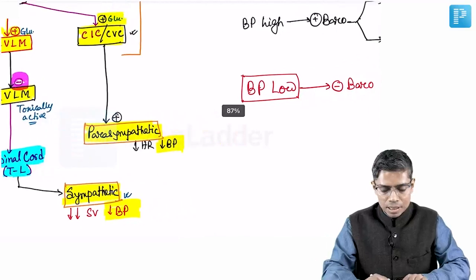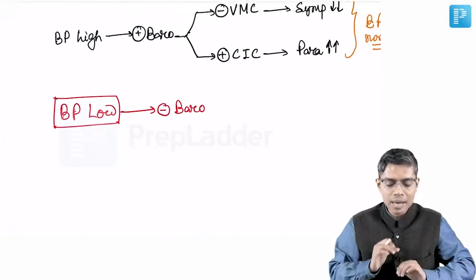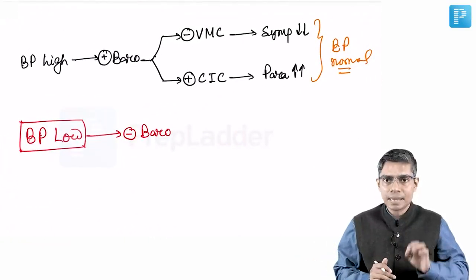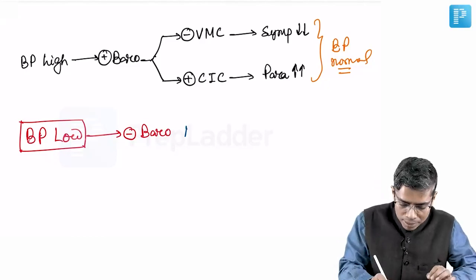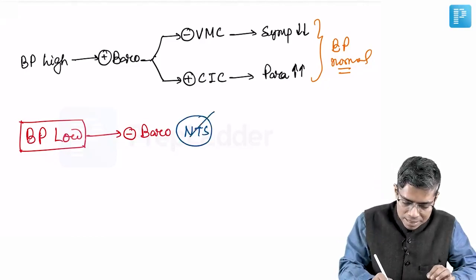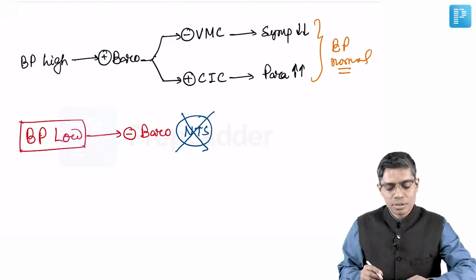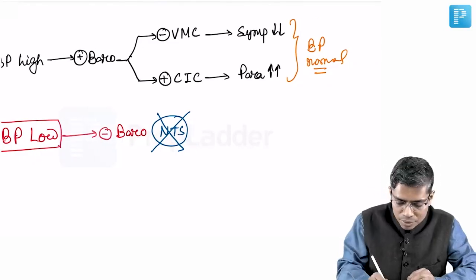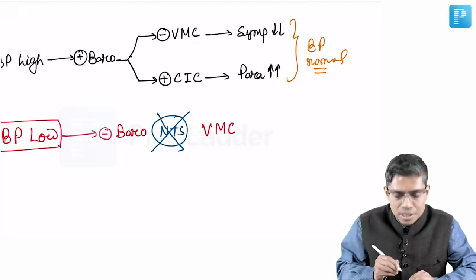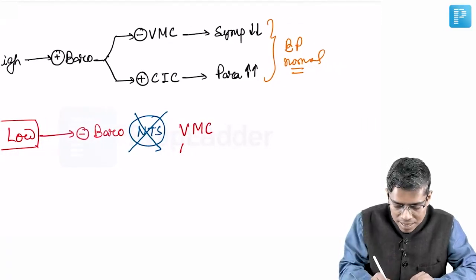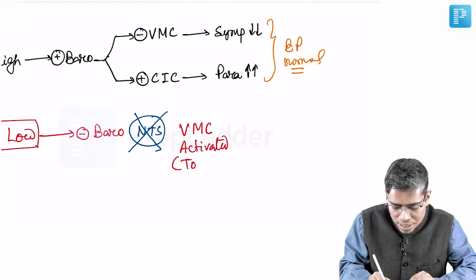So whenever your BP is low, baroreceptor is inhibited. In this condition, no one is activating this NTS. But if no one is activating the NTS, CVLM will also not be activated. But what will happen to VMC, vasomotor center, or RVLM? It will be activated because it is a tonically active center, right?